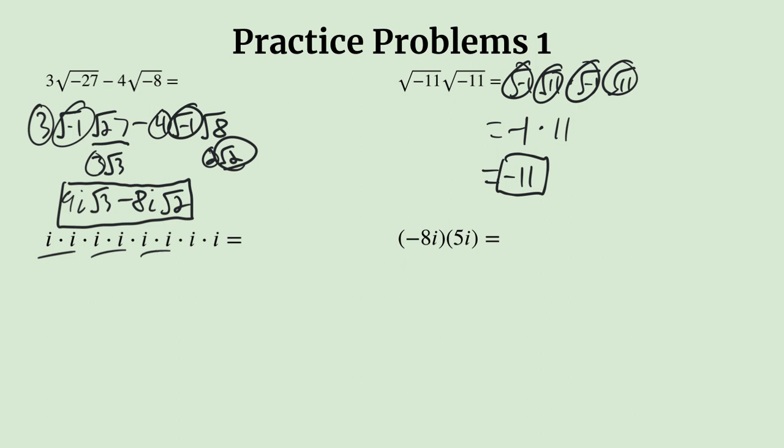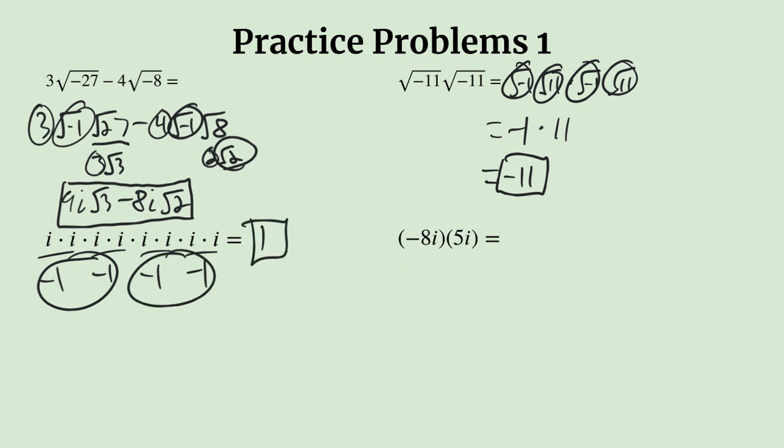That's negative 1, negative 1, negative 1, negative 1. Positive, positive. So we got positive 1. And then we'd have negative 40 i squared. But like we've talked about, i squared is just negative 1. So we got positive 40.